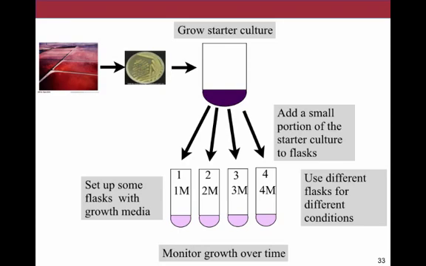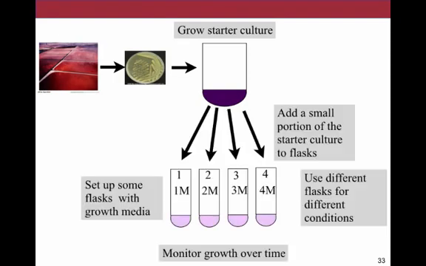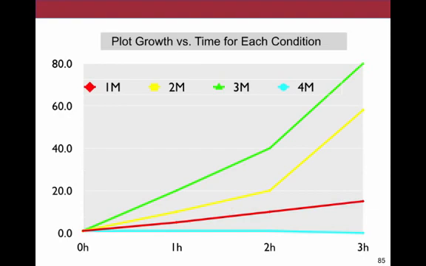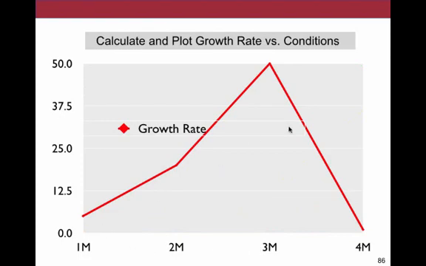You can look in these test tubes at how dense the culture is by basically how much light it absorbs or how much light it reflects if they have a color reflection. Monitor it after 1 hour, 2 hours, 3 hours, and you can start to see where the growth is occurring at the greatest rate. You can plot this growth over time. You can convert that plot of growth versus time to the rate of growth for each individual condition and get a plot like this. This particular strain grew best at 3 molar salt concentration.